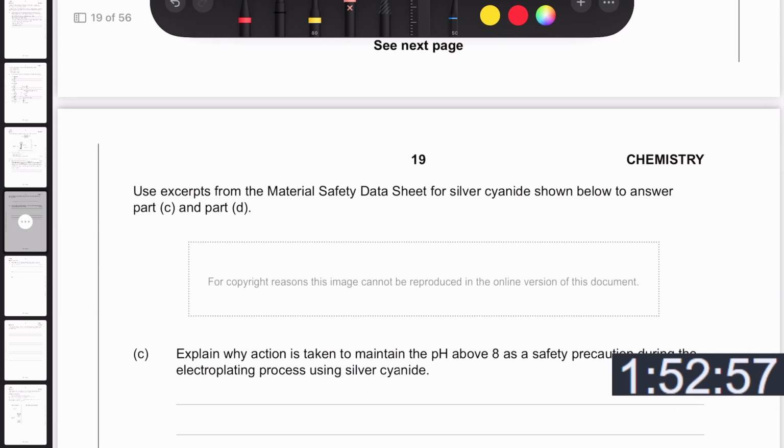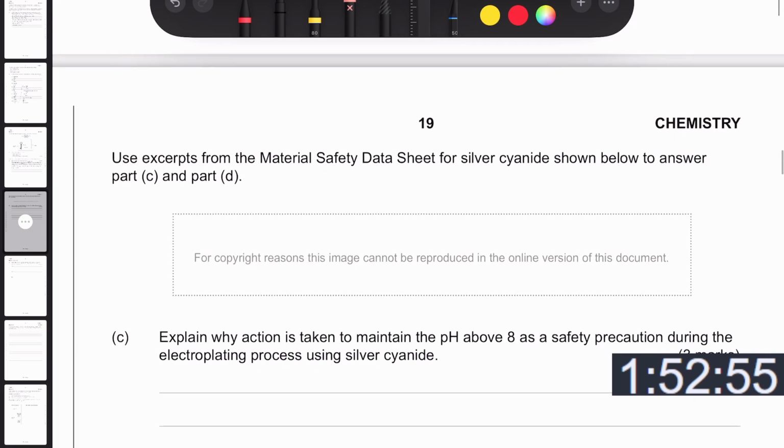Continuing, use excerpts from the material safety data sheet for silver cyanide. Explain why the pH is taken as a safety precaution during the electroplating process with silver cyanide.